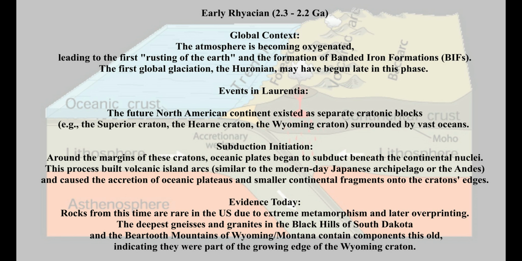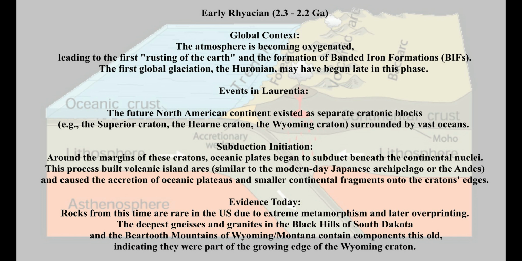Events in Laurentia. The future North American continent existed as separate cratonic blocks, e.g., the Superior Craton, the Hearne Craton, the Wyoming Craton, surrounded by vast oceans. Subduction initiation. Around the margins of these cratons, oceanic plates began to subduct beneath the continental nuclei. This process built volcanic island arcs, similar to the modern-day Japanese archipelago or the Andes, and caused the accretion of oceanic plateaus and smaller continental fragments onto the craton's edges.